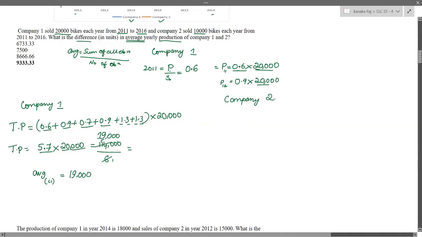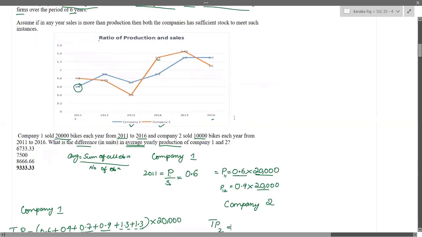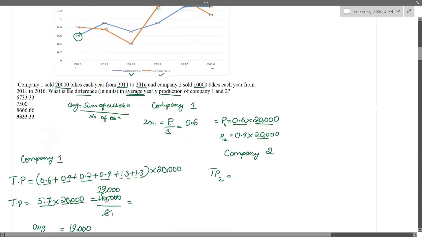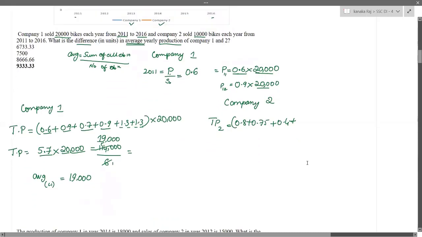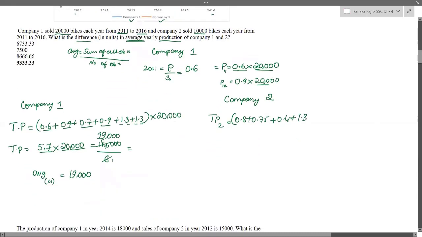So how do I do? I follow the same step for company 2. What will be the total production for company 2? It will be equal to 0.8 plus 0.75 plus 0.4 plus 1.3, 1.45, 1.1. So now I need to multiply this with sales of company 2, which is 10,000. So what do I get?